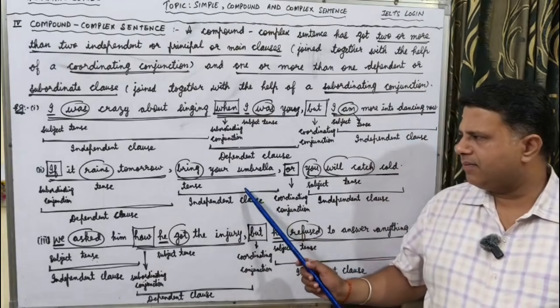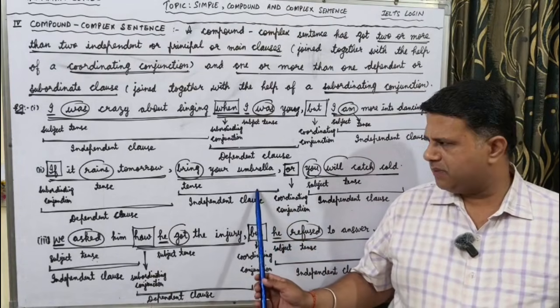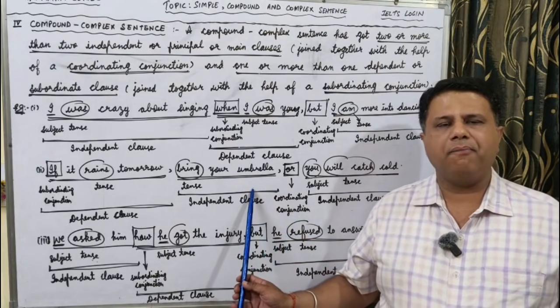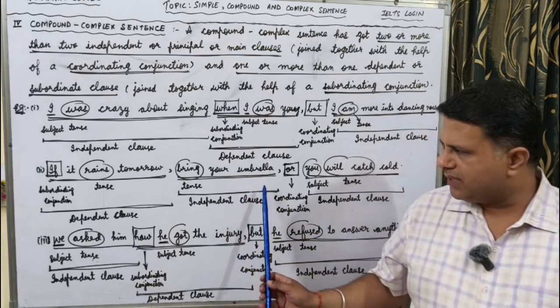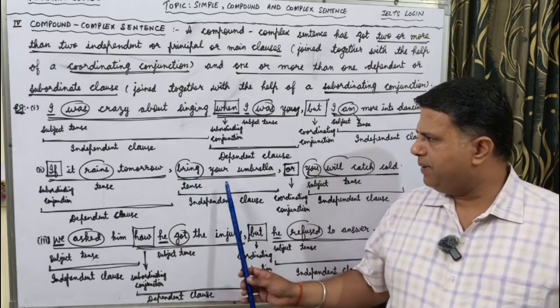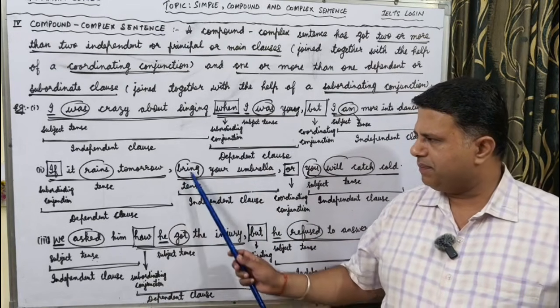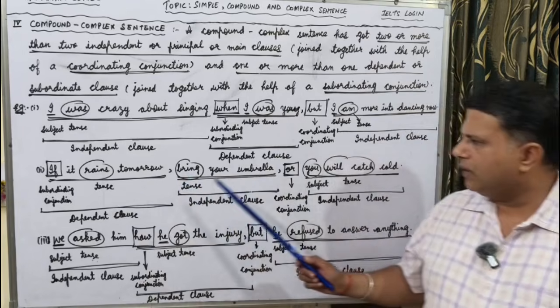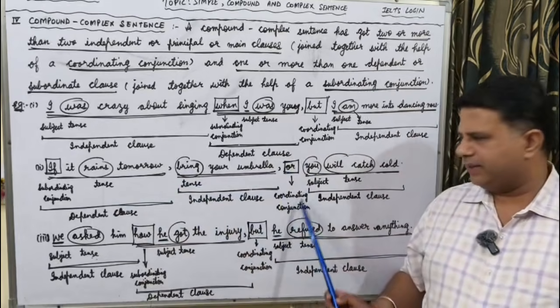Children, please note down the pronunciation of this word. Many children mispronounce it, so listen carefully to how the word umbrella is said. Bring your umbrella is an independent clause. Bring is the tense element. So, and or is a coordinating conjunction.